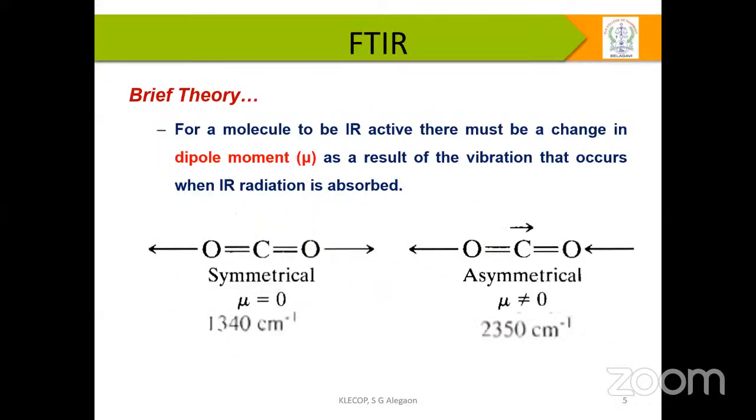If you see simple theory, you can see what is the minimum requirement of any compound which can show IR activity, that is a dipole moment. If you see these two structures of carbon dioxide, one is a symmetrical structure, another one is asymmetrical structure. Only the asymmetrical structure is IR active, because the dipole moment is not equal to 0, whereas the symmetrical structure is IR inactive, because the dipole moment is 0.